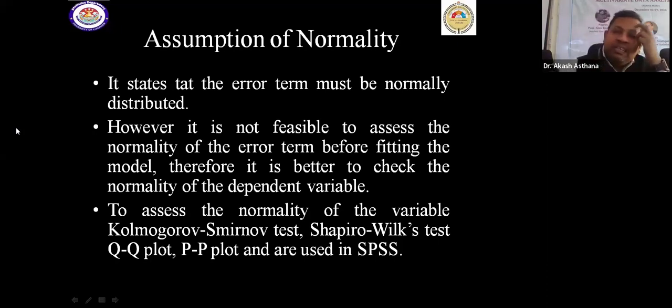In SPSS, we can use Kolmogorov-Smirnov test, we can use Shapiro-Wilk test, or we can use QQ plot and PP plot. There is another technique which is used but does not give a genuine result, which is plotting the normal curve on the histogram. But it is preferable to use Shapiro-Wilk or Kolmogorov-Smirnov test instead of using normal curve on histogram.